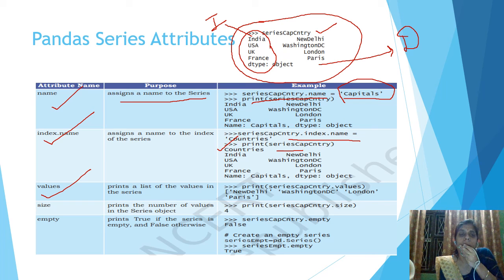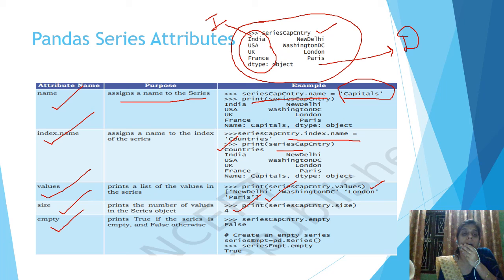Now the third attribute is values. The values attribute will return all the data in the form of a list. Whenever I apply the values attribute on a series, it returns all the data in the form of a list. The data is New Delhi, Washington, London, Paris, and the same is our output. Size, as the name indicates, will give us the number of elements in the series. So here are 4 elements in the series, 1, 2, 3, 4. So our answer will be 4.